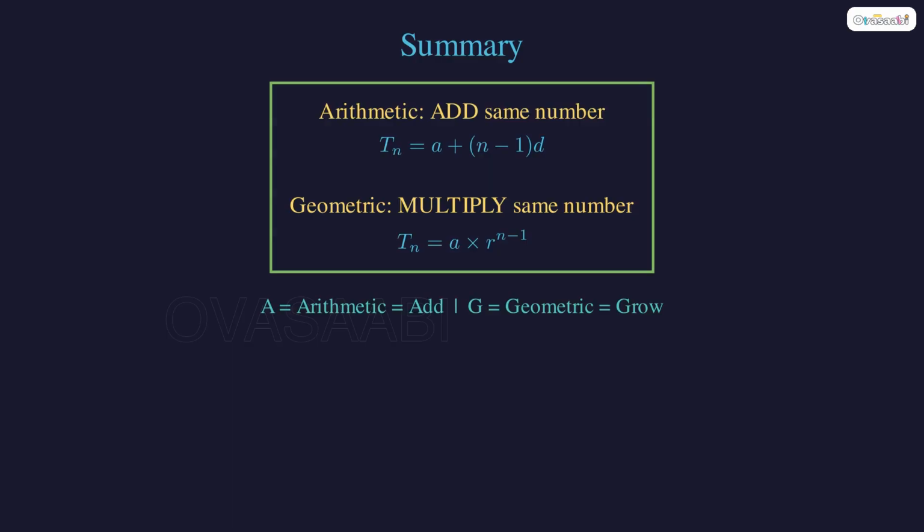Remember, A for arithmetic, A for add, G for geometric, like growing by multiplying. And always use n minus 1, never just n.